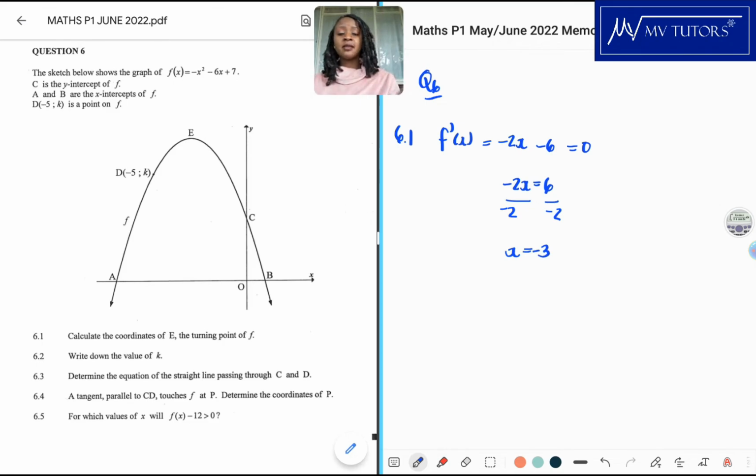Does that make sense? Yes, it is on the negative side of x. What do I do then? I take this -3, I plug it into the original equation. Then I get my y value. So, minus 3 squared, minus 6, minus 3, plus 7.